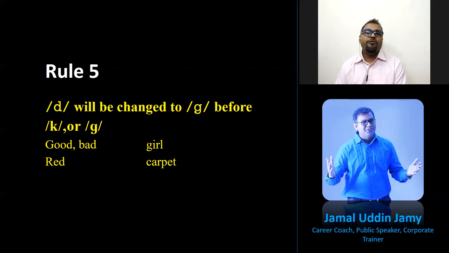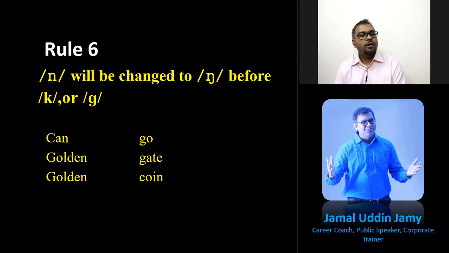Let's go for rule number five. Da will be changed to ga before ka, ga. Like good girl together in rapid speech: good girl, bad girl, bad corporate. So da is changing to ga. Good girl, bad girl, red corporate. That was rule number five.